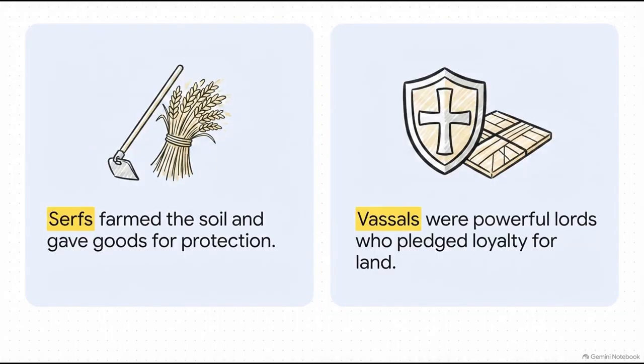Okay, listen up, because here is a massive examiner's secret. Do not throw away easy marks by confusing a serf with a vassal. It happens all the time. A serf starts with S, so think soil. These were poor farmers tied to the land who handed over goods and labor just to get physical protection. A vassal, on the other hand, starts with V. Think very powerful lord. They pledged their absolute loyalty directly to the king in exchange for huge chunks of land. Make sure you keep those two totally separate in your head.